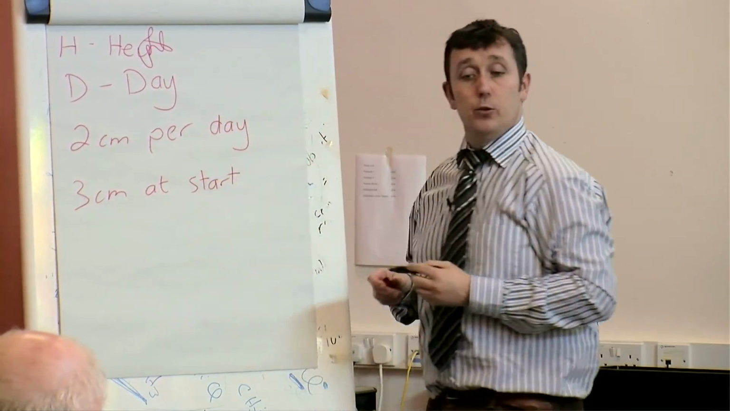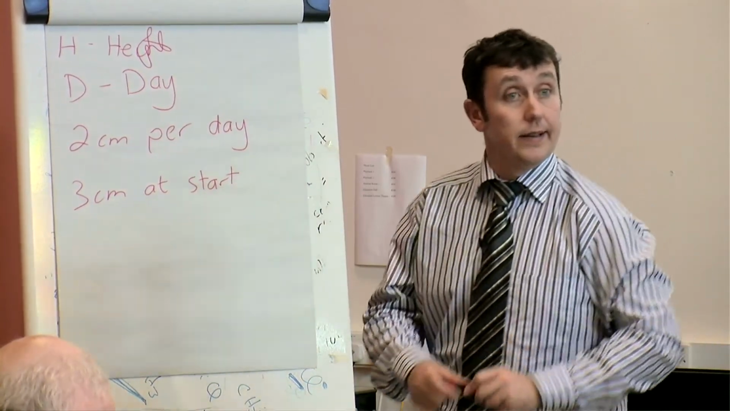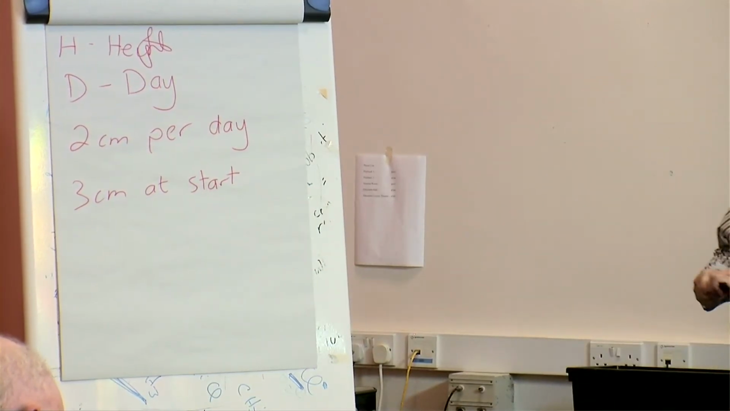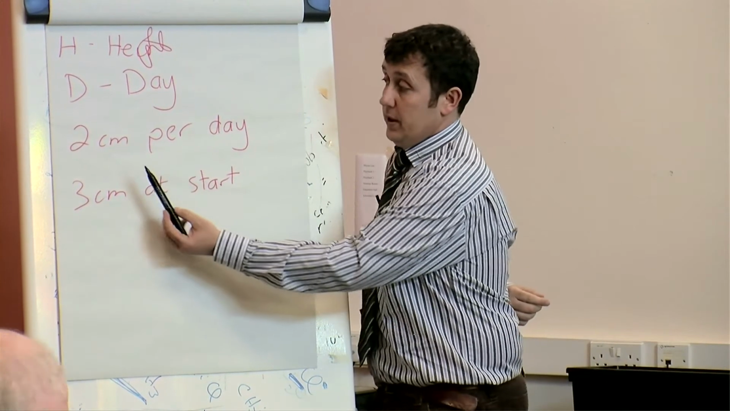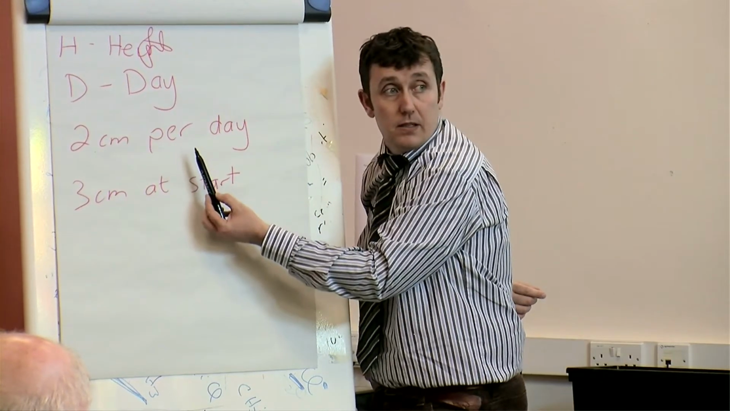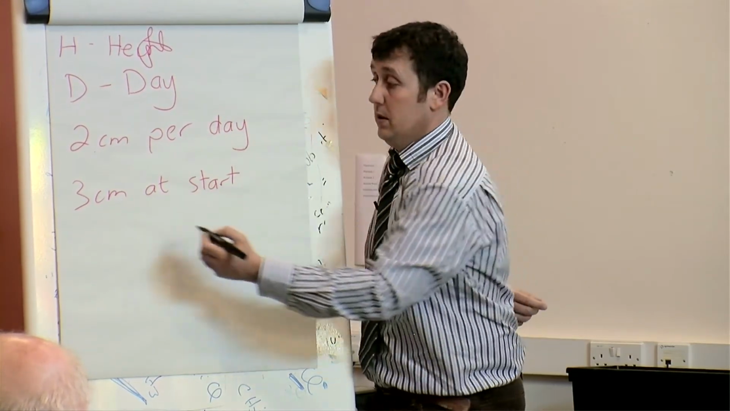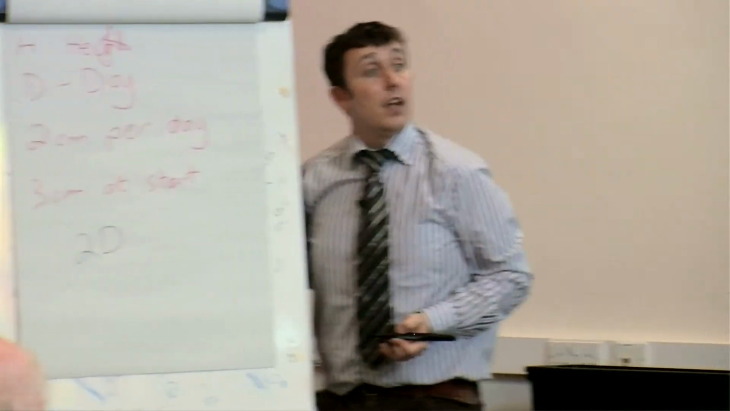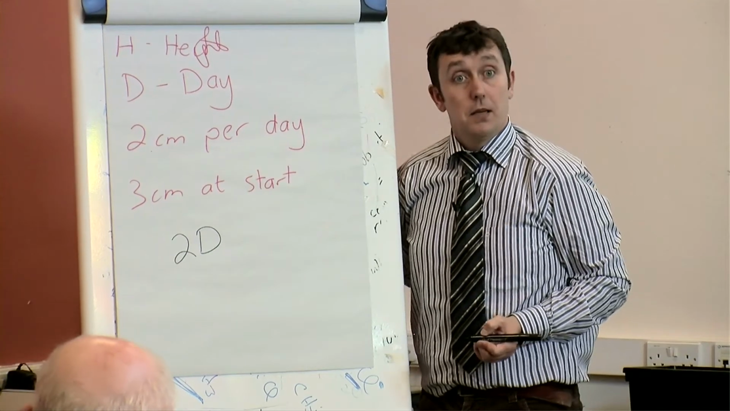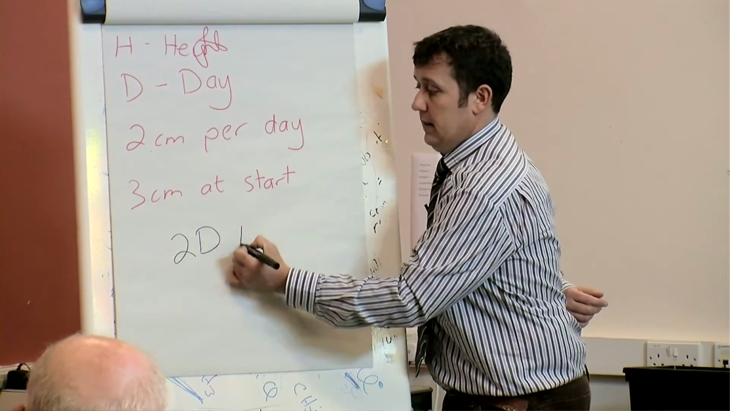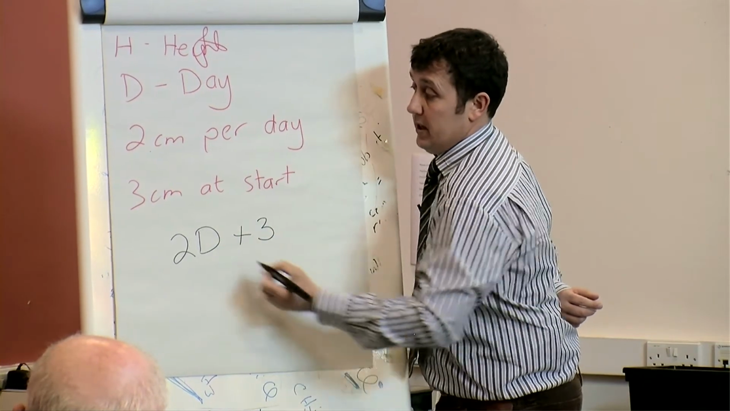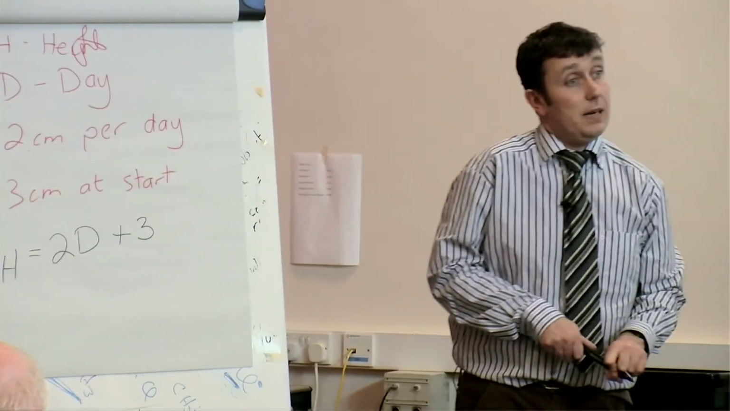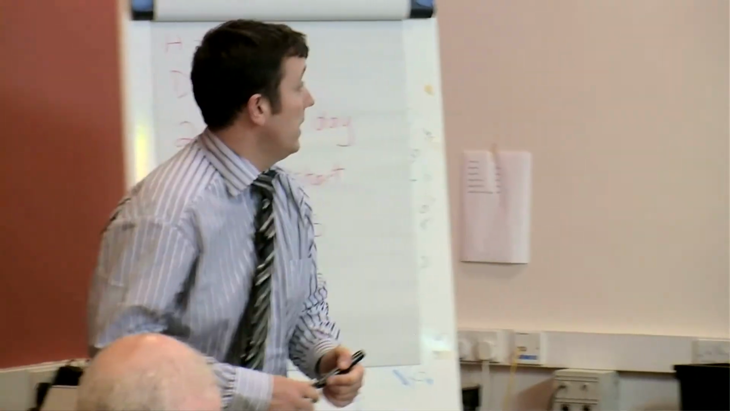So what we should be able to do is put all of this into an expression. How will we put all of this into an expression? Well, look at this here. 2 centimetres per day. What's that telling you? D multiplied by 2. 2D, yeah. And then, why are you adding on plus 3 to them? Because it gets what it had at the start. And then what will we just say? Well, won't that be what the height is? Is everybody happy with that? Okay, so that's what we get there.